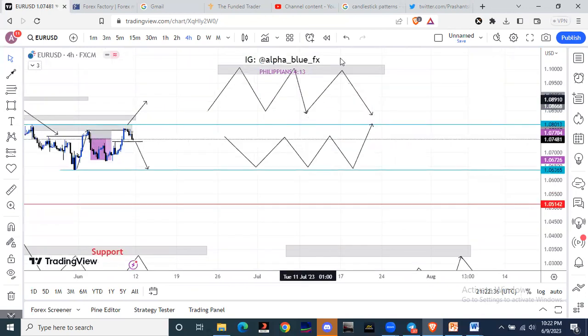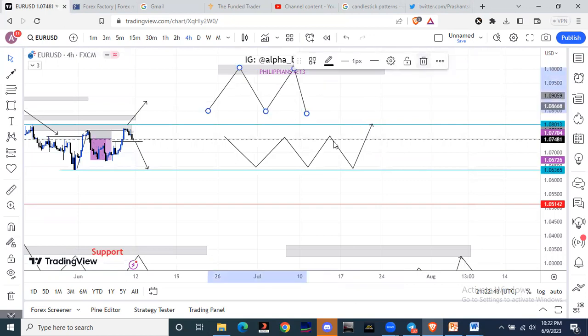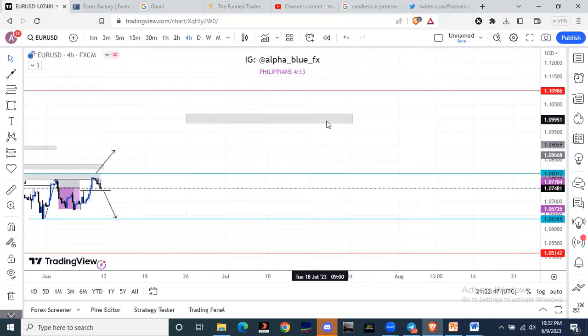Then which other chart pattern would I tell you? We have a head and shoulder. And a head and shoulder is like this. Let me draw a head and shoulder for you.